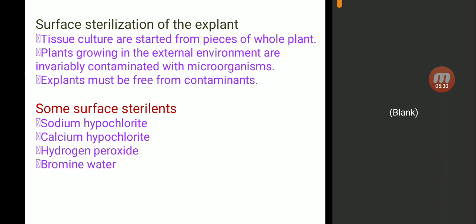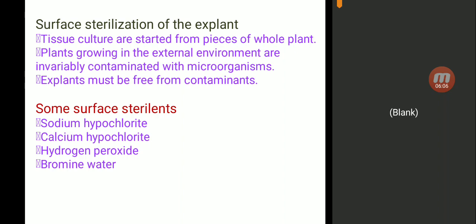Well, the explant that is selected for tissue culture should be sterilized as that of any other material that we use for the tissue culture. So it is called surface sterilization of the explant. Here the explant that is selected is treated with surface sterilants like sodium hypochlorite, calcium hypochlorite, hydrogen peroxide and bromine water.